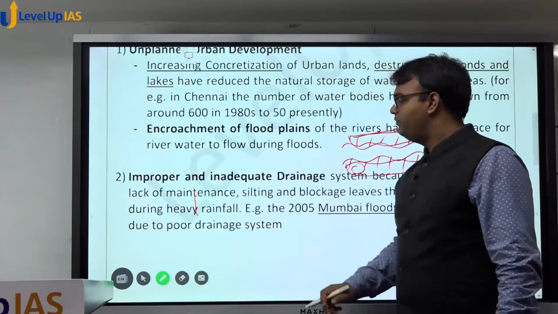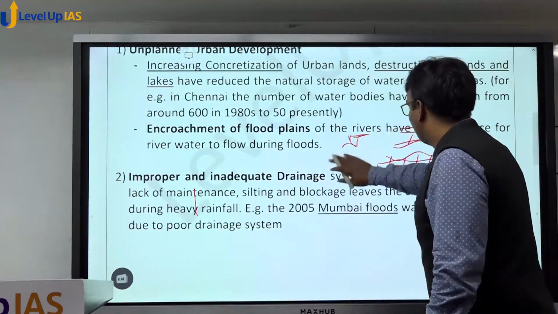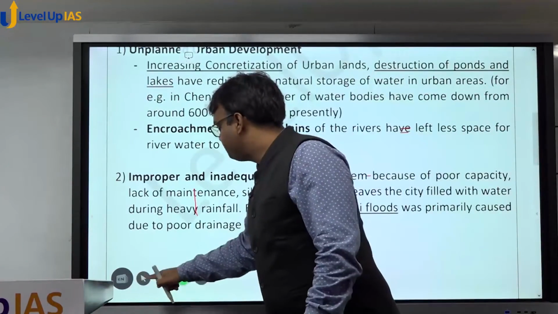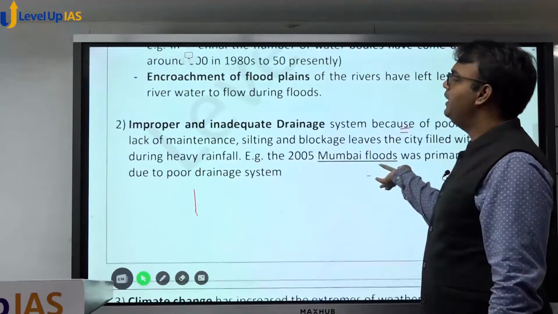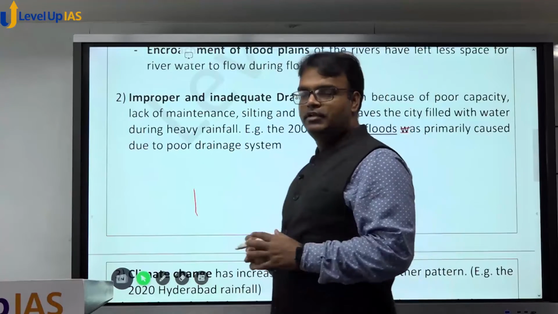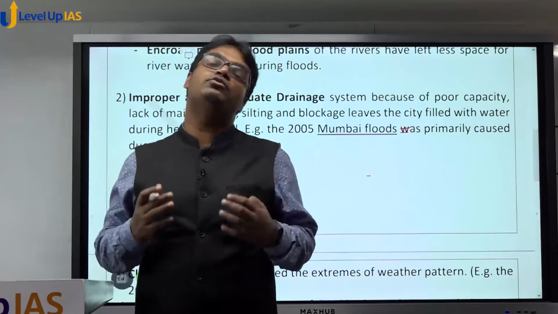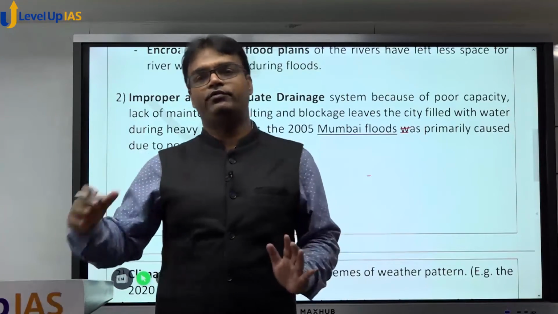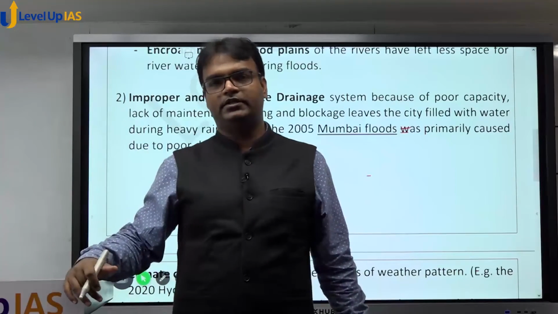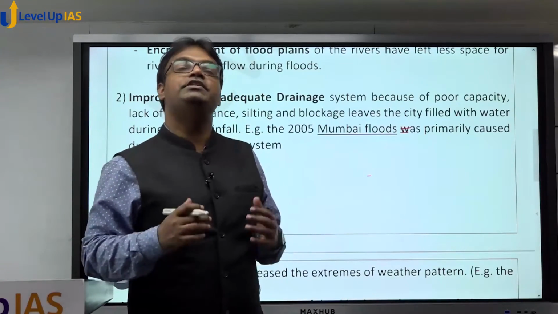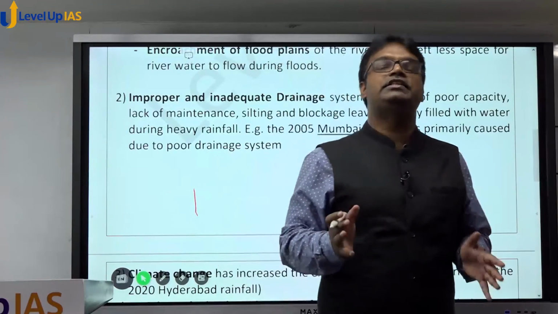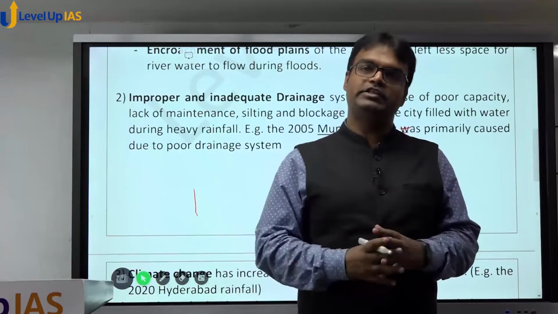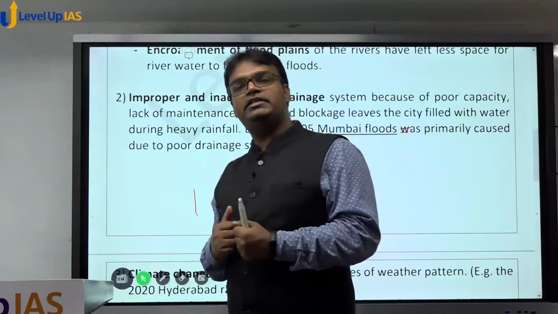In fact, the second point that we want to discuss is also related to unplanned urban development. It is specifically talking about improper and inadequate drainage system. What is the role of the drainage system? The drainage system's role is to take the wastewater or the rainwater to outside the city. But what has happened in Indian cities is, one, this drainage system is old and therefore is not able to cater to the amount of water that is released now. Two, we have not maintained these drains properly.